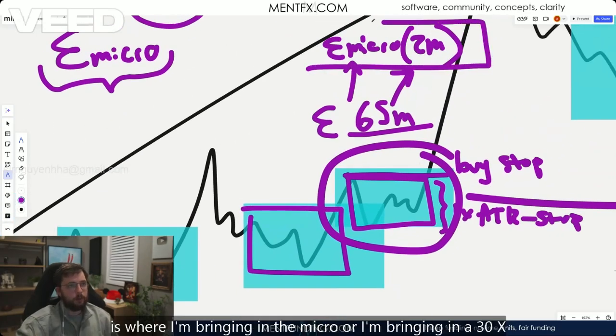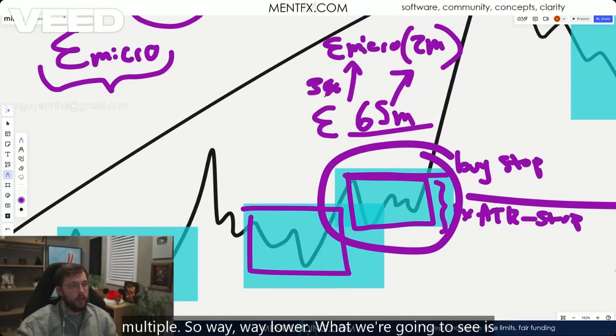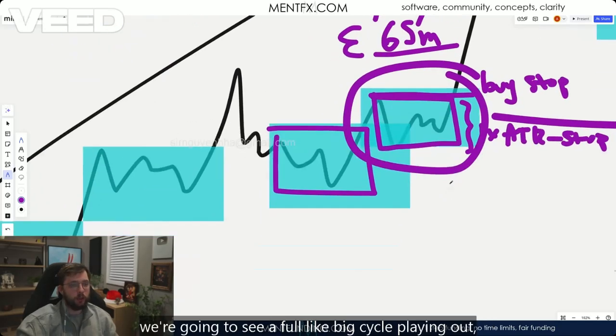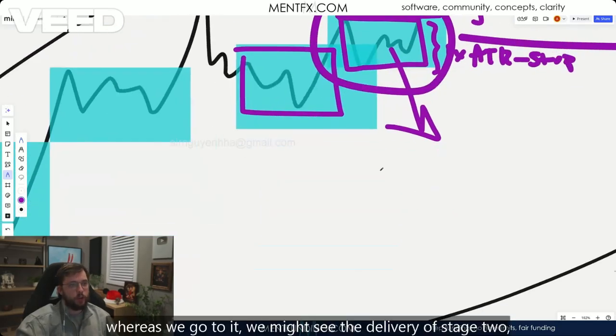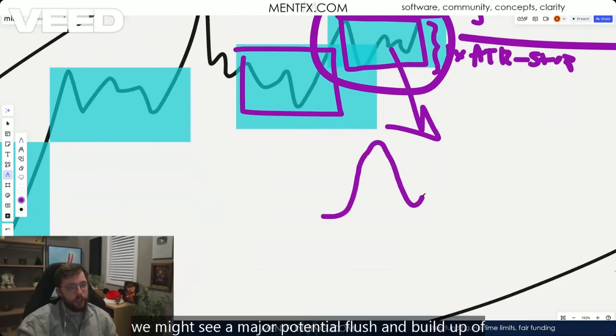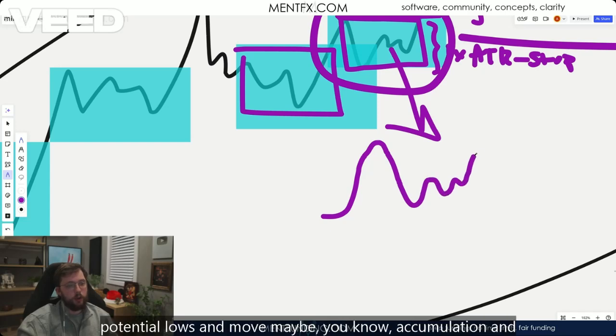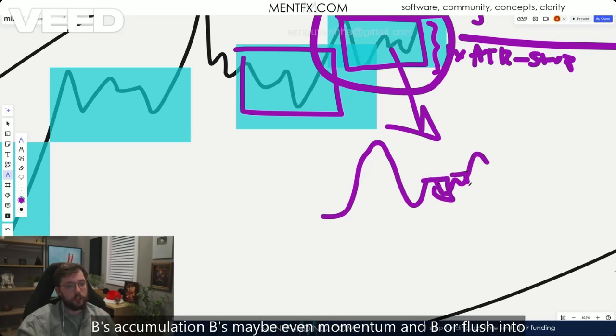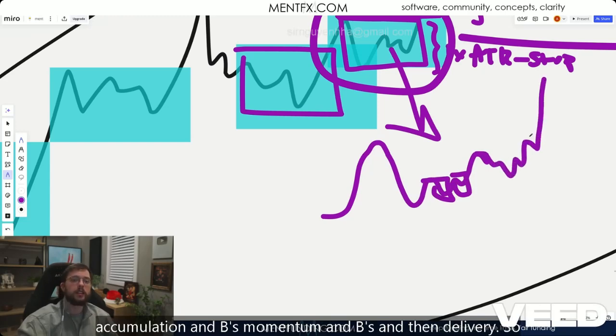so this is where I'm bringing in the micro, or I'm bringing in a 30x multiple, so way, way lower. What we're going to see is a full, big cycle playing out. Whereas we go to it, we might see the delivery of a stage 2. We might see a major potential flush, a buildup of potential lows, a move, maybe accumulation MBs, maybe even a momentum MB or a flush into accumulation MBs, momentum MBs, and then delivery.